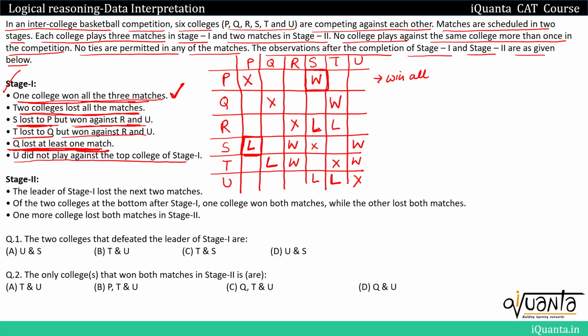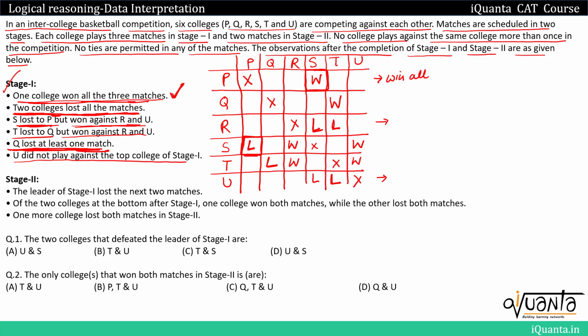Then just after that, in the second clue, we were given that 2 colleges lost all the matches. So let us try to find out which can be those colleges. See, P cannot be the college that is going to lose all the matches. Q has won a match against T, so it will also not be the college that is going to lose all the matches. R has lost 2 matches, so R can be the college that can lose all the matches. S cannot be the college that is going to lose all the matches because it has won 2 games. Then T is not the college that is going to lose all the matches. U has lost 2 matches, so U also can be the college that can lose all the matches. So only R and U are the 2 colleges that can lose all the matches.